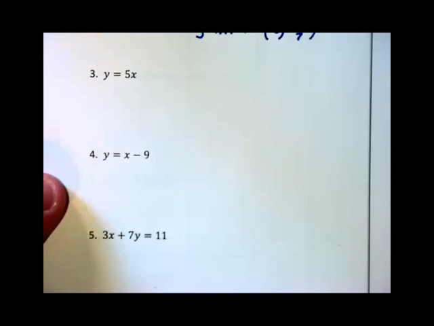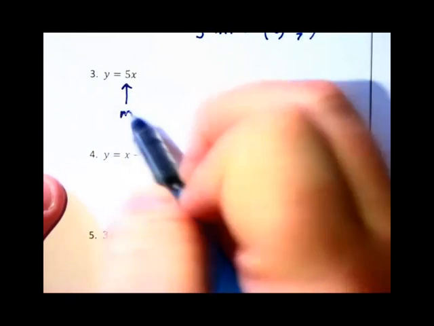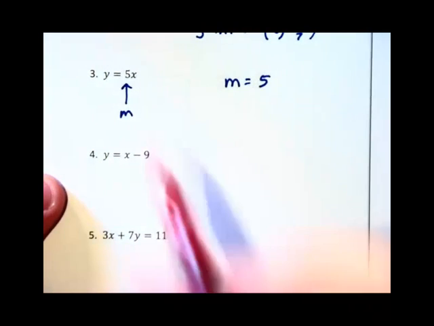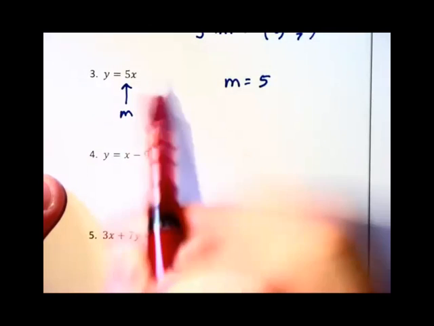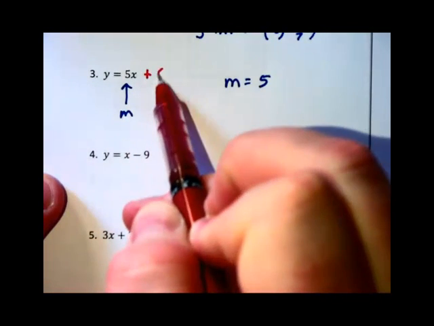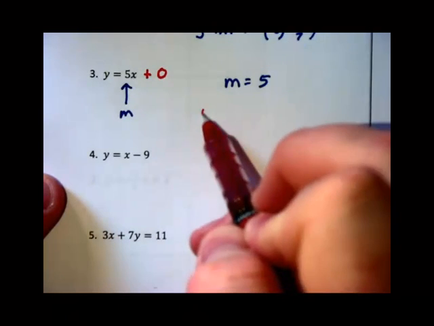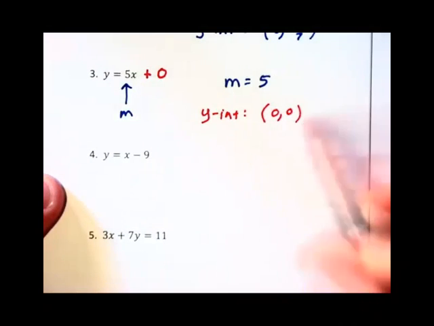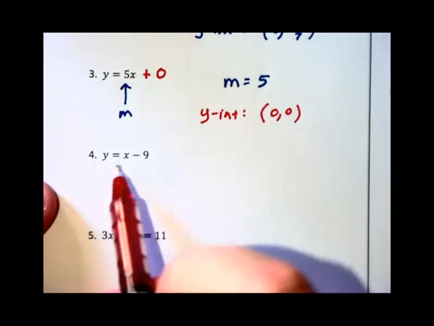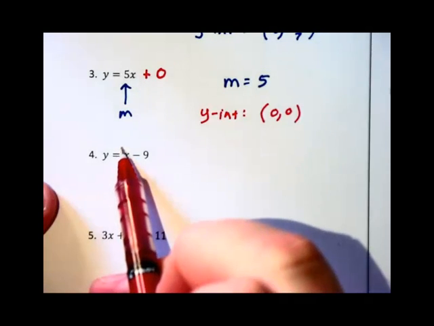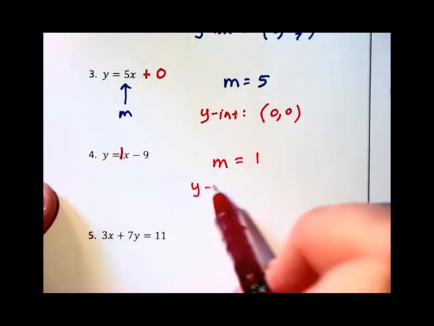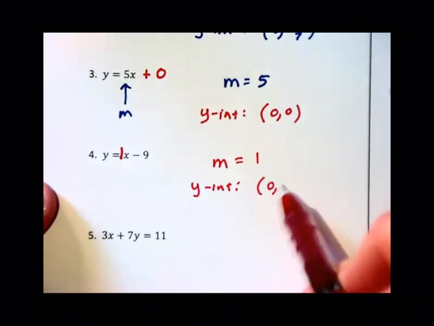In problem number 3, you see y equals mx. So m is given to us, m is 5. Notice it's just the number 5, not the 5x, but there is no number off to the right. In this case, we put in a plus 0, and we say that the y-intercept will be at the origin (0, 0). In problem number 4, there is no coefficient in front of x, so we assume that it is 1, and m is equal to 1, and the y-intercept will be (0, negative 9).